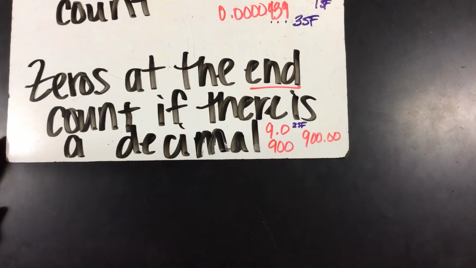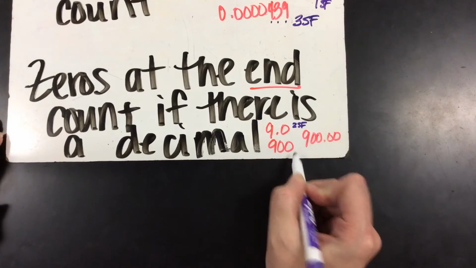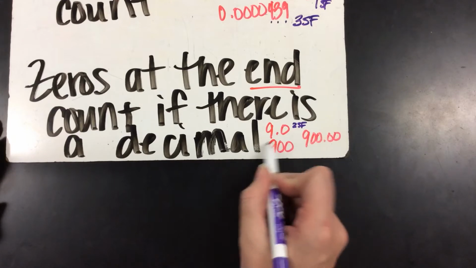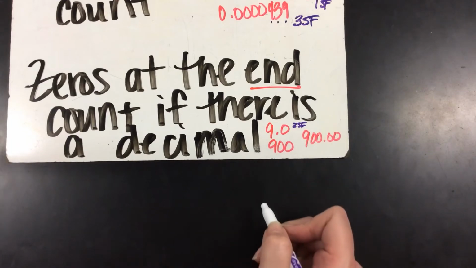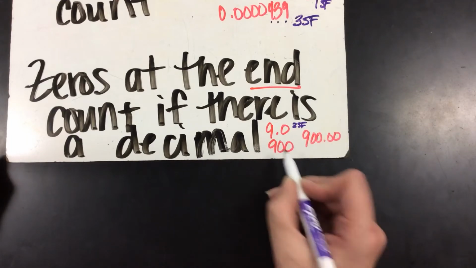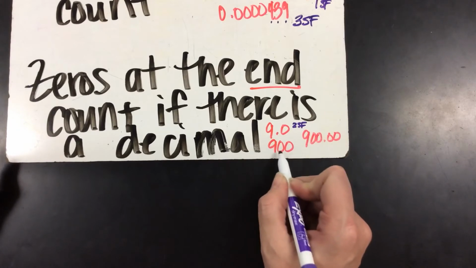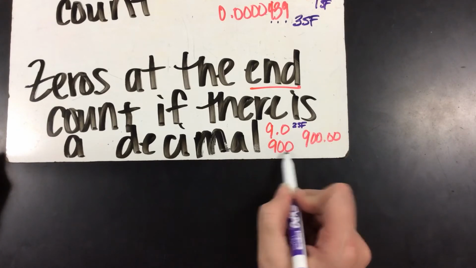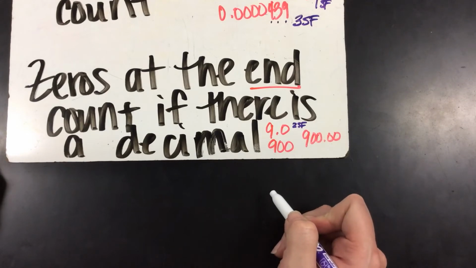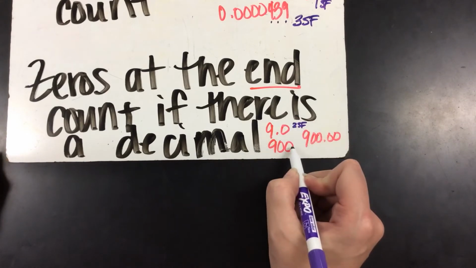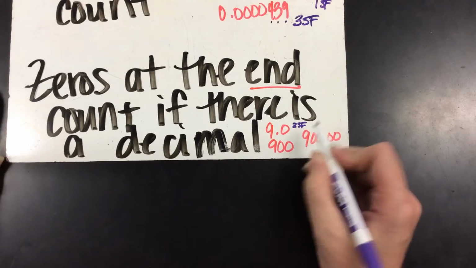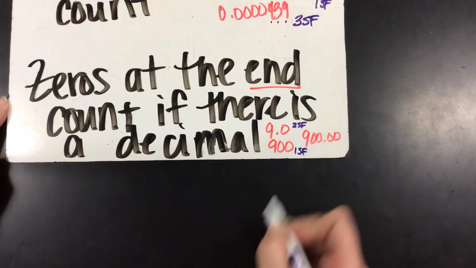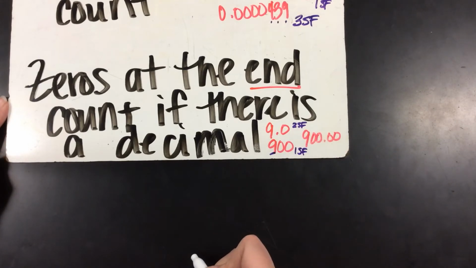Now the next problem, we have 900. With the 900, there's no decimal place written. Yes, it's implied that there's one there, but this means that that's pretty much an estimate that somebody just said, oh, that's about 900. So those zeros are just placeholder zeros. With your placeholder zeros there, all they are is showing how large the number is, so they don't count. With my 900 without a decimal place written, there's one sig fig there, and that's just the 9.